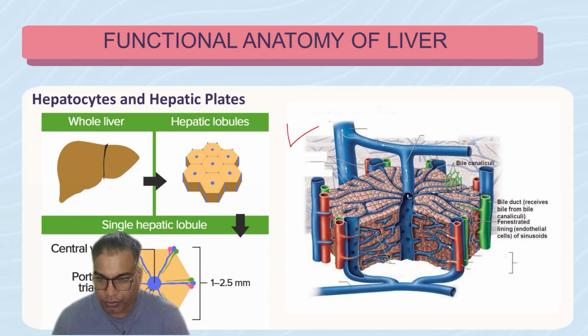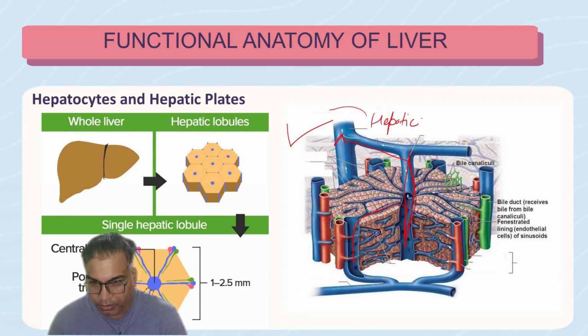We could have a more clear view in three-dimensional form. These are the sinusoids which open into the central vein. This is the central vein, which is finally leading to the hepatic vein. So these sinusoids lead to the central vein, and finally the central vein leads to the hepatic vein.